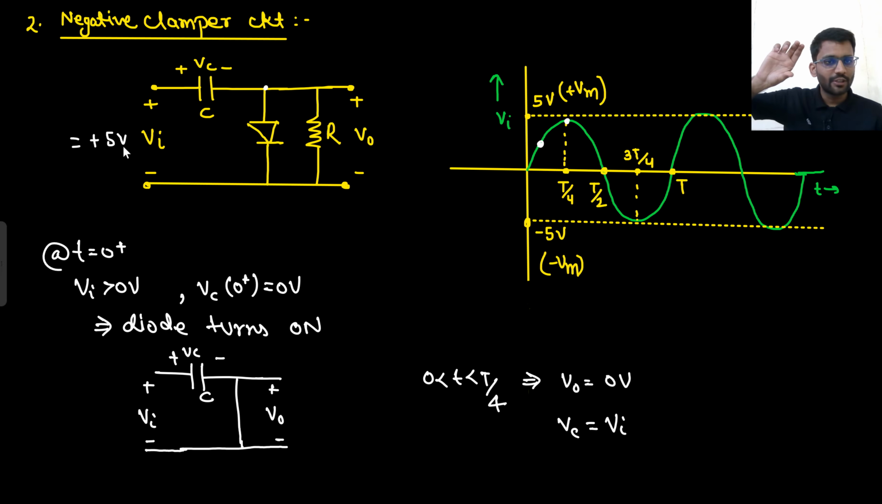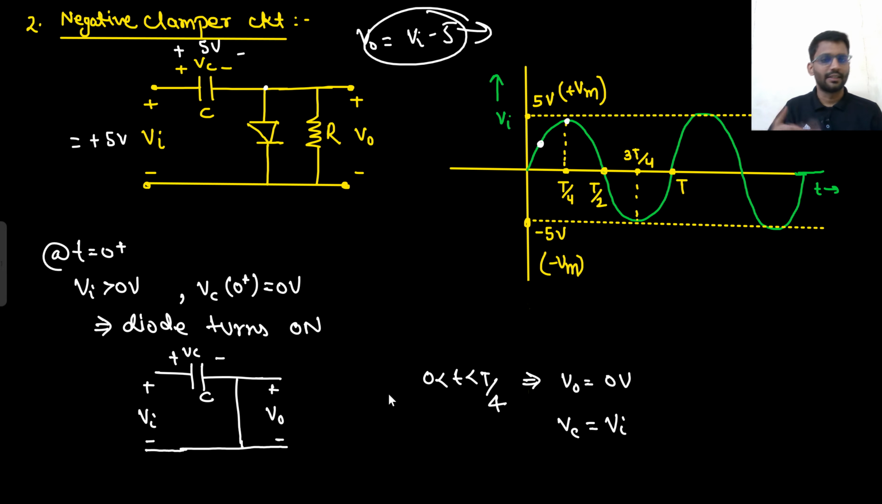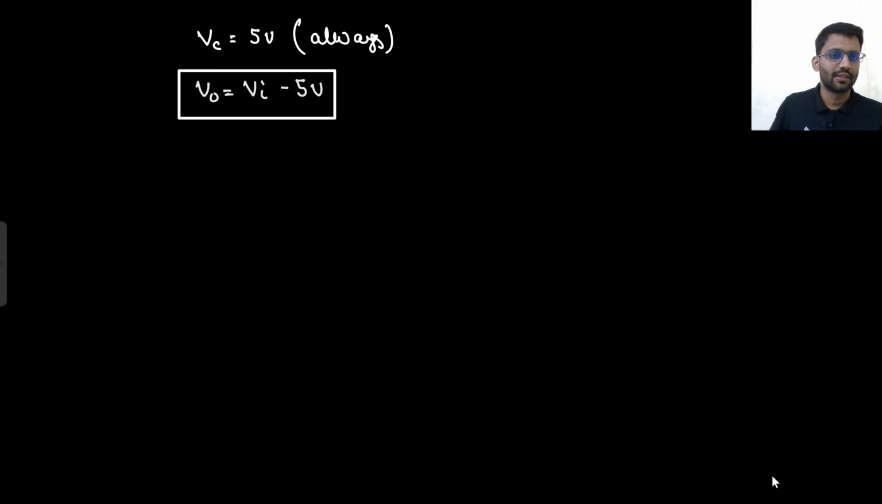If my input is plus 5, how much voltage will be there across the capacitor when the diode turns on? It will be plus 5 only. Right? This will be plus 5 volt only. So this is the steady state voltage of the capacitor. If this is the steady state voltage of the capacitor, what will be the output? Output will be Vi minus 5. That would be the output. That's it. That is our final answer. And you can check, this was our steady state voltage.